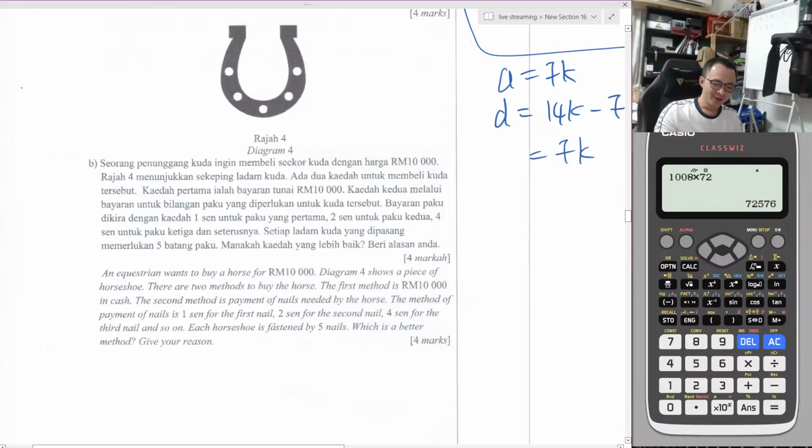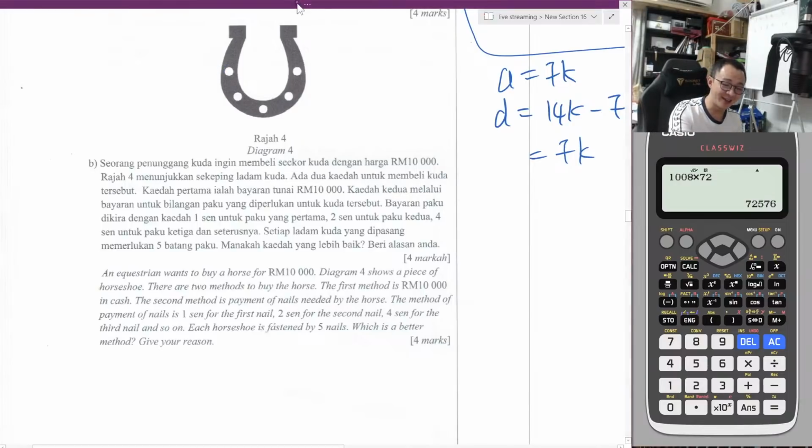Let's do it. So an equestrian wants to buy a horse for 10,000 ringgit Malaysia. The diagram 4 shows the piece of the horseshoe, so yeah, you should be able to see the horseshoe here. There are two methods to buy the horse. The first method is just pay 10,000 in cash and then you get the horse. The second method is the payment of nails needed by the horse. The payment for the first nail is 1 cent.